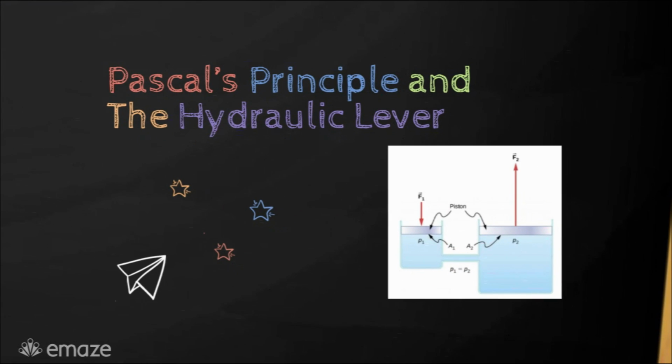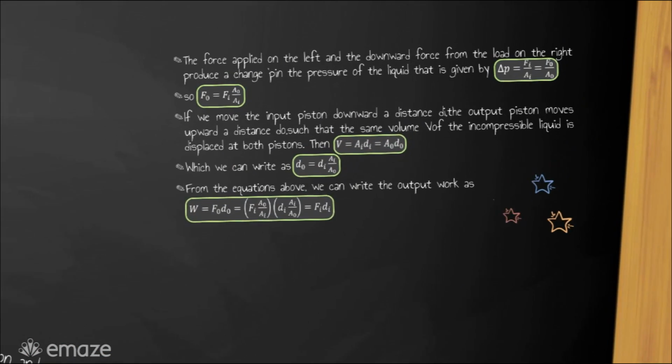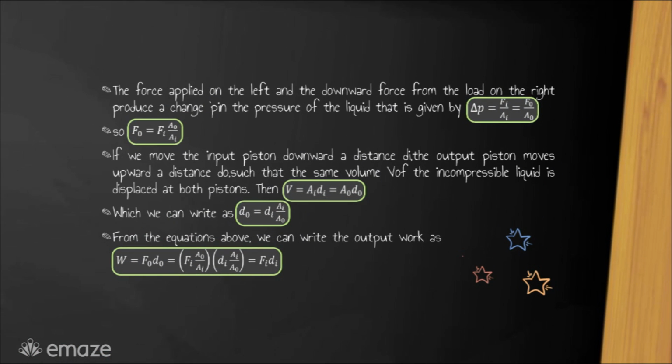To understand more about Pascal's principle, let's discuss Pascal's principle and the hydraulic lever. How does a hydraulic lever work? The hydraulic lever is shaped as seen in the image shown. The force applied on the left and the downward force from the load on the right produce a change in the pressure of the liquid that is given by delta P equal to Fi per Ai equal to Fo per Ao. Based on that formula, we can assume that Fo equal to Fi Ao per Ai.